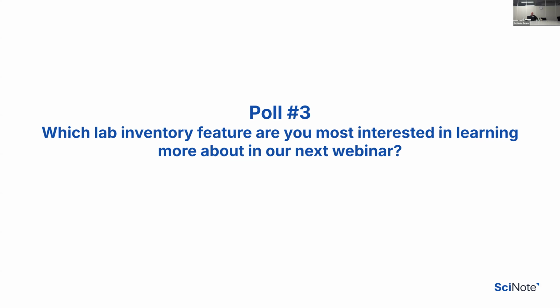Okay, equipment management, calibration alerts. Yeah, that's an important one. I agree. Okay, low stock is still strong, but actually custom labels and barcodes are leading the way. Okay, good. For those of you who chose custom labels and barcodes, can you just put in the chat: are you interested in really going into the nitty-gritty of how you can develop custom labels in SciNote? Is this what you're referring to? That would be just good information for us.